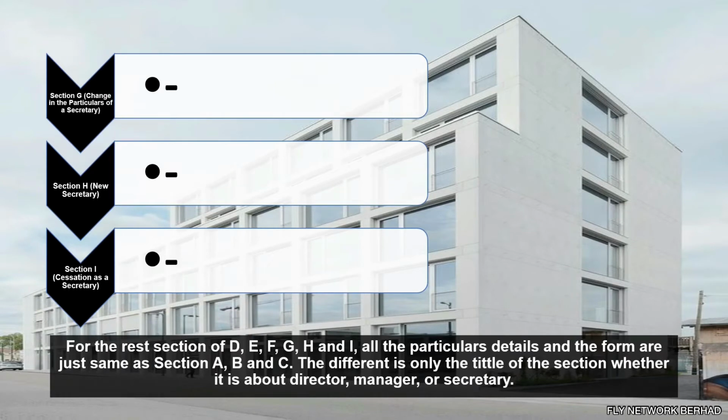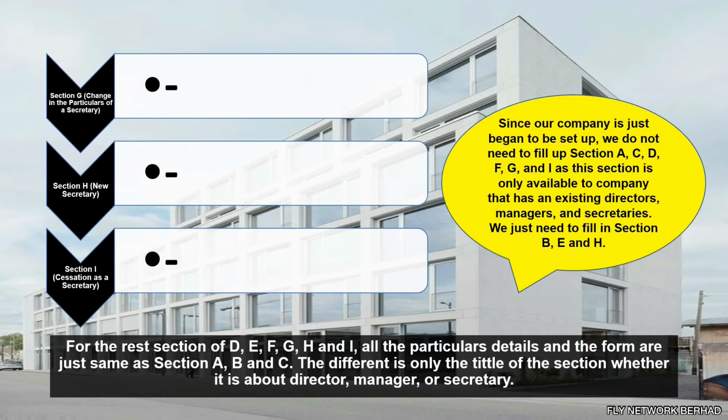For the rest of the section D, E, F, G, H and I, all the particular details and form are the same as section A, B and C. The difference is only the title of the section, whether it is about director, manager or secretary. Since our company is just begun to be set up, we do not need to fill up section A, C, D, F, G and I, as this section is only available to company that has an existing director, managers and secretary. We just need to fill in section B, E and H.